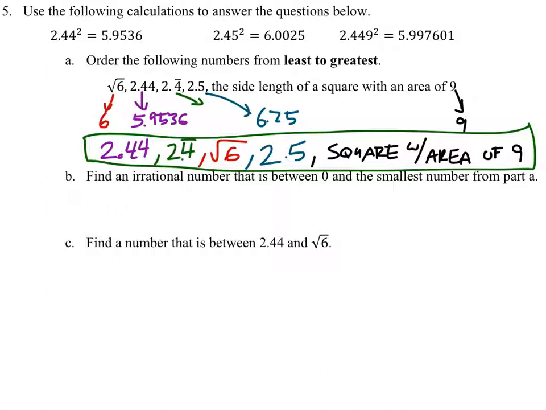Now, that one we had to use a lot of logic, actually. So be careful on those, because with the 2.4 repeating, yeah, we could change it into a fraction, but that's going to be a huge pain. So if we can just see that it's bigger than 2.44, but it's also smaller than 2.45, then we should be good.